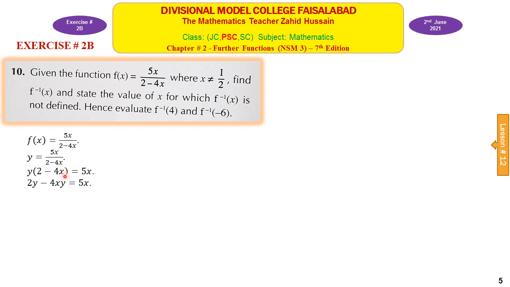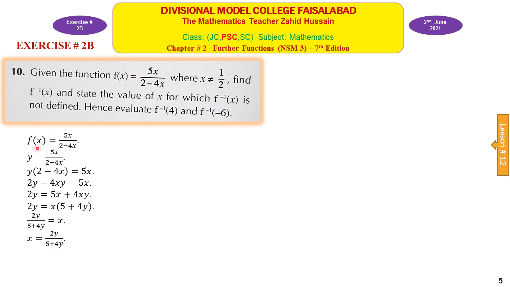To make x the subject, we will collect all the terms with x on one side. So transfer minus 4xy to right hand side, we get 2y is equal to 5x plus 4xy. Now take x common from the two terms on the right hand side. 2y is equal to x into 5 plus 4y, or x is equal to 2y over 5 plus 4y.